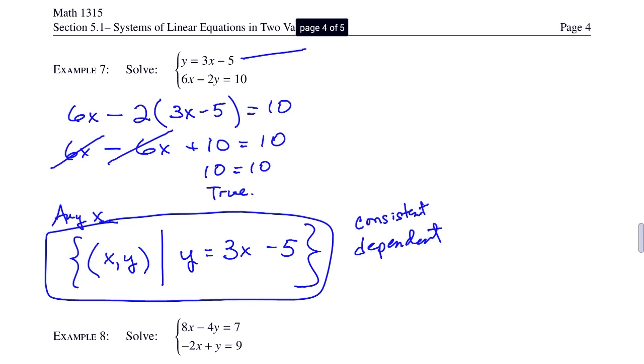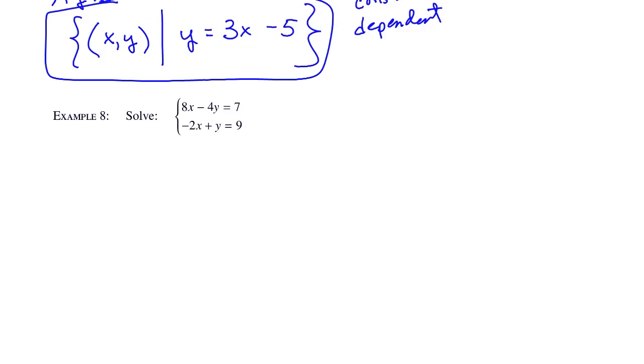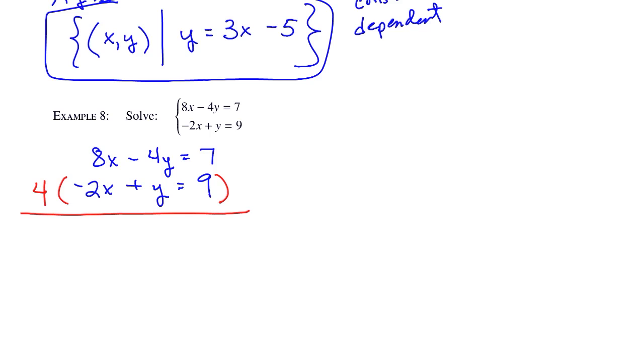All right, let's look at example 8. Solve 8x minus 4y equals 7 and negative 2x plus y equals 9. I'm going to use an addition method here. I'm going to multiply the bottom equation by 4 and create a new equation there.